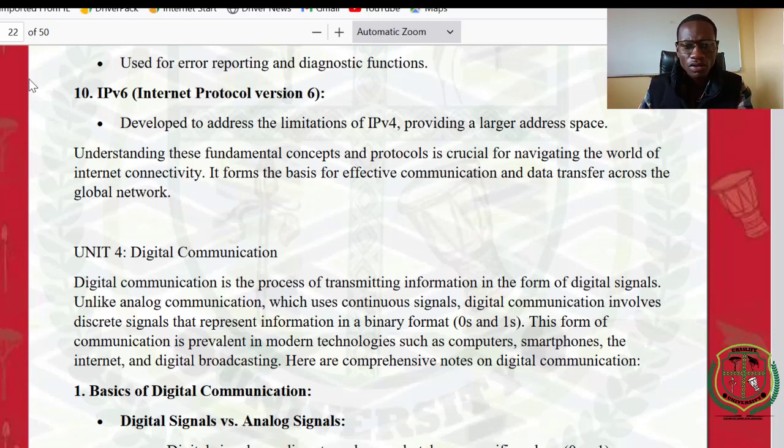Unlike analog communication, which uses continuous signals, digital communication involves discrete signals that represent information in a binary format. All right, binary format, we're talking about zeros and ones. That's what the computer can understand. So this form of communication is very common in modern technologies such as computers, smartphones, the internet, and digital broadcasting.